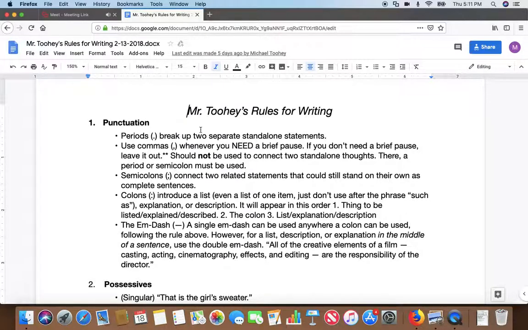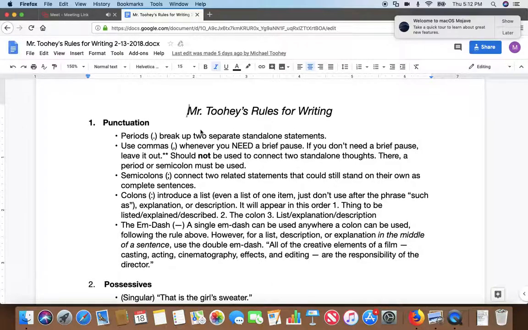Colons are one of the trickier and more unfamiliar punctuation signs, I think, that most students before studying for the SAT aren't super familiar with, and certainly don't use in their own writing. I use it all the time now. They introduce a list, explanation, or description. As for a list, it can even be a list of one item. Just make sure you don't use a colon after the phrase such as or for example, because that's kind of what the colon means, right? So it'd be a little bit redundant if you had a colon after the phrase such as or for example.